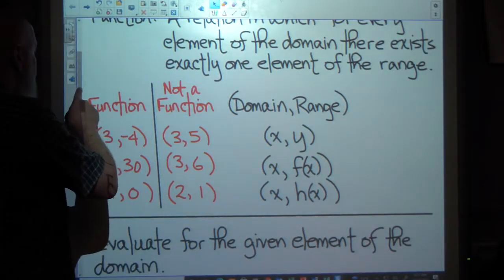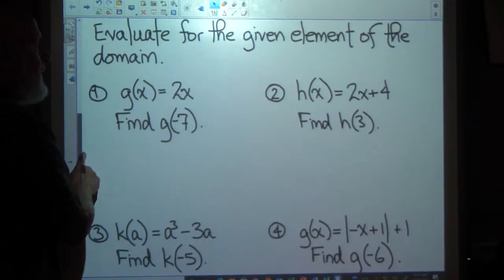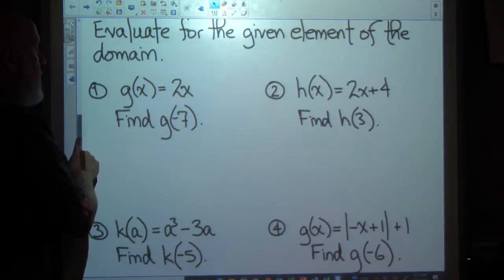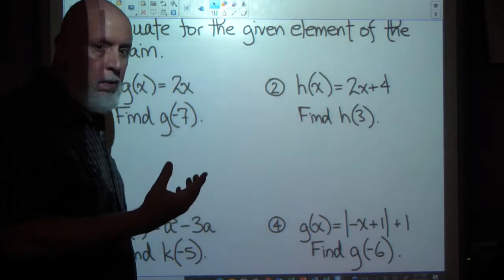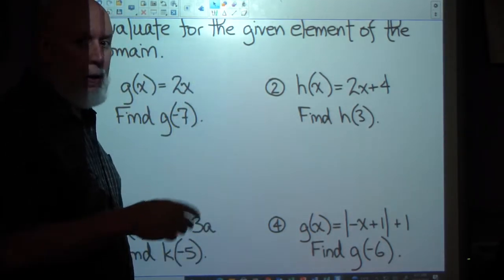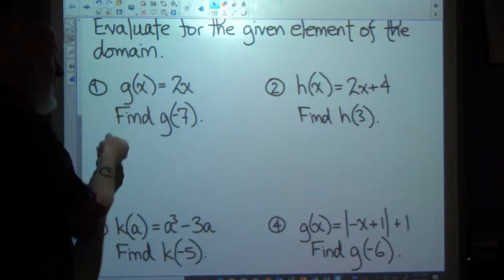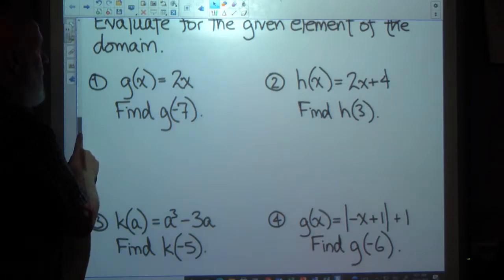With that in mind, we're going to evaluate functions for given elements of the domain. So they're going to give us an x value, and then they're going to ask us to evaluate the function at that x value and get the corresponding y value, or in this case, it'd be a g of x value. So here we go.